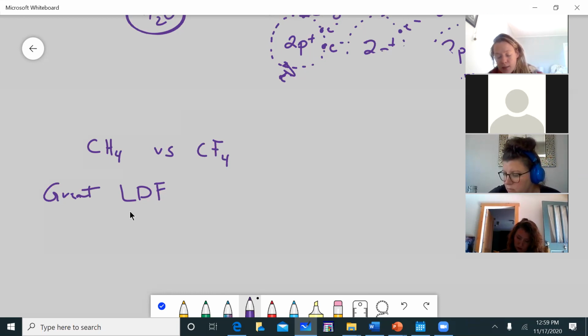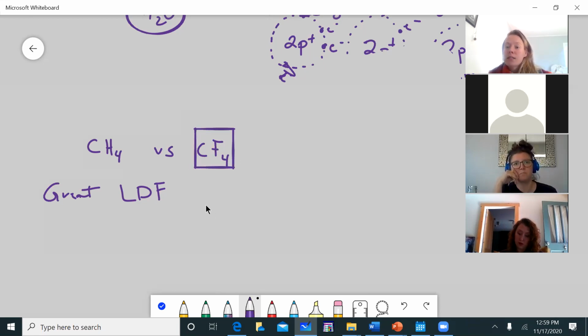Okay, so looking at this, I'm not even actually going to calculate the molar masses. We've got carbon and 4 hydrogens, and carbon and 4 fluorines. Well, hydrogen has a mass of 1. Fluorine has a mass of 19. This thing is going to have a lot more electrons. It's going to be a lot easier to disperse the electron cloud. So we would expect to see more temporary dipole moments where the CF4s are able to kind of stick or clump to themselves.